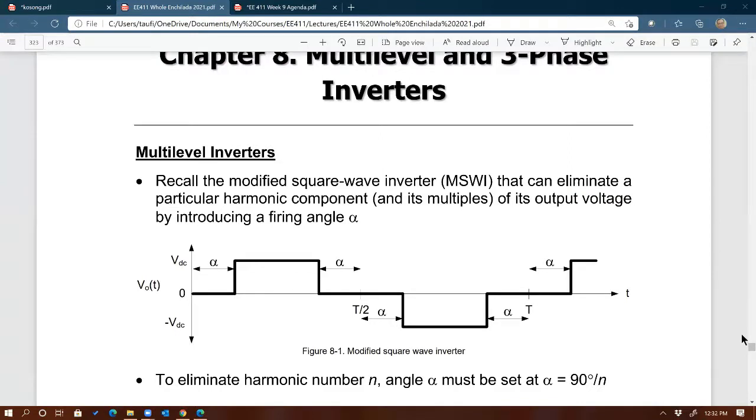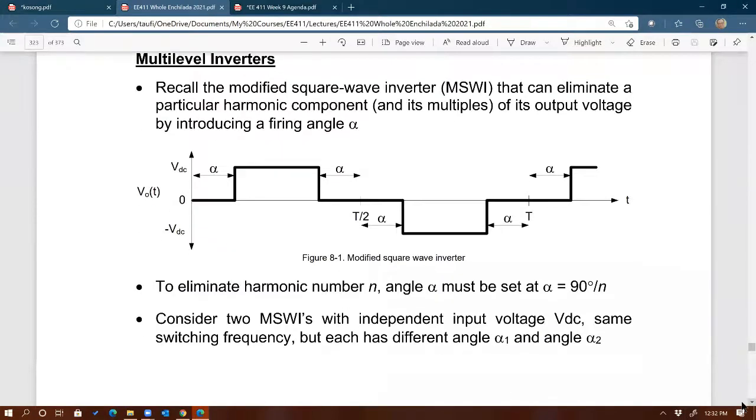Okay, let's continue our discussion on multi-level inverters. I explained last time that the modified square wave that we covered in EE411, right, was useful because we can lock into certain harmonic locations and eliminate that harmonic noise, right, based on alpha. And depending on which harmonic location you want to get rid of, that would determine what alpha value you need to use, right? And here's the equation for alpha, 90 degrees over n, where n is the harmonic number.